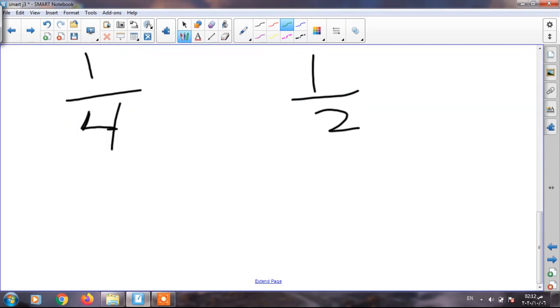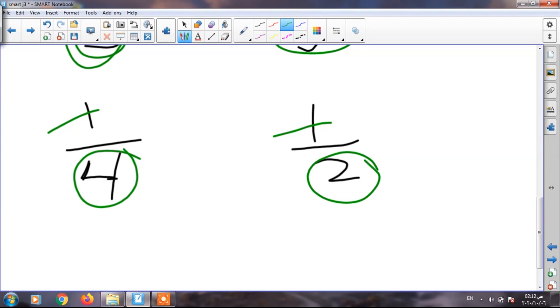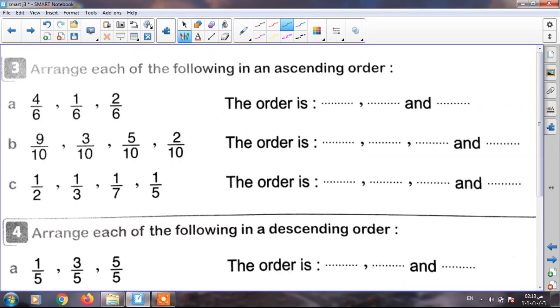The last one, Junior 4. Here, if I have a quarter and here I have a half, okay? What will I do here? I have the same numerator, so I will look at the denominator. Here I have 4 and here I have 2. I know that 4 is bigger than 2. But here, what will I do? I will make it the opposite. It means a quarter is smaller than a half. Here's Junior 4.